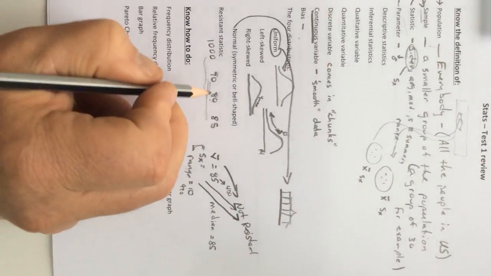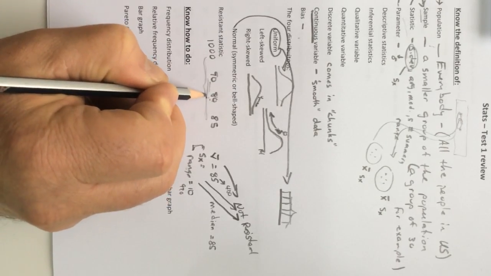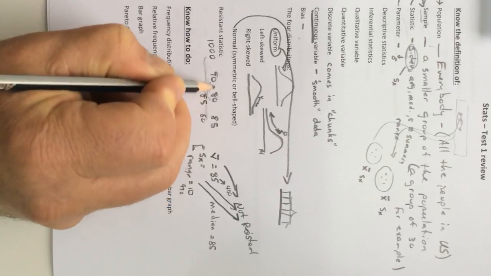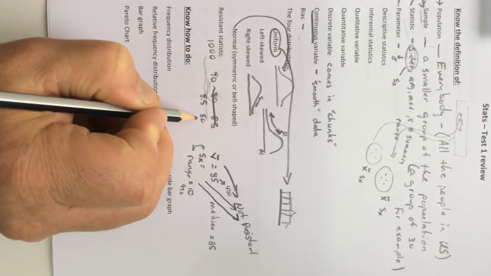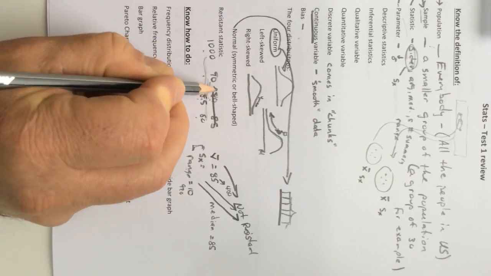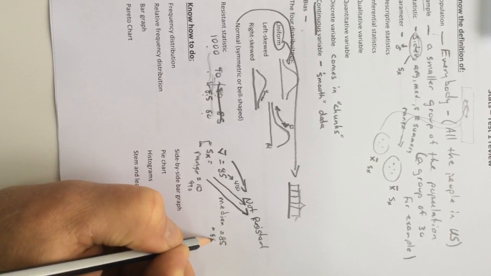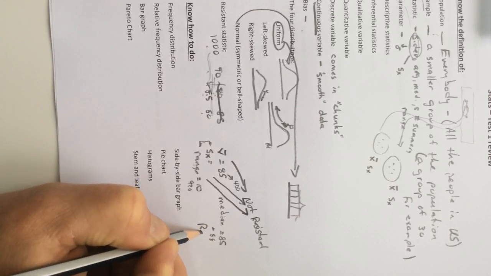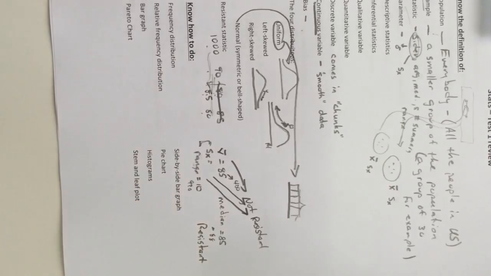Median is middle. If we put these in order, I'll put the 85 here and the 80 there. Before, that was the middle one. Well, now what's the middle one? 1, 2, and then 1, 2. So now the middle is right in there at about 88. It didn't change very much because the median is resistant. It resists change.